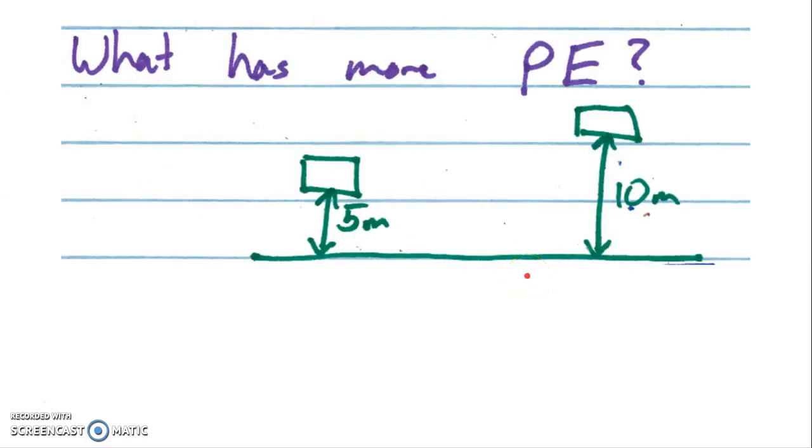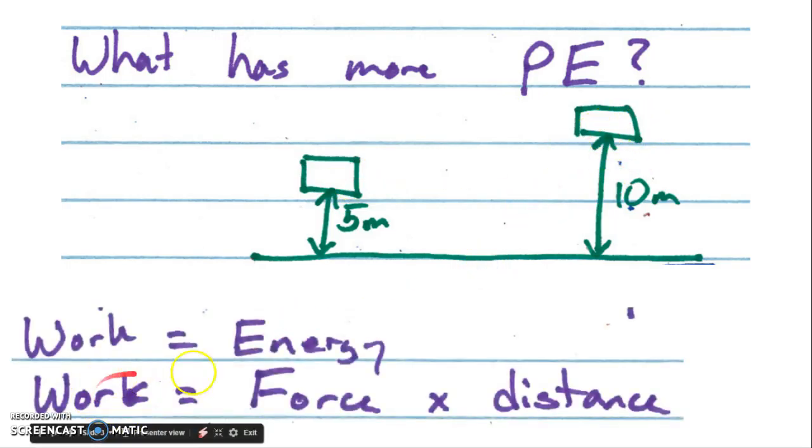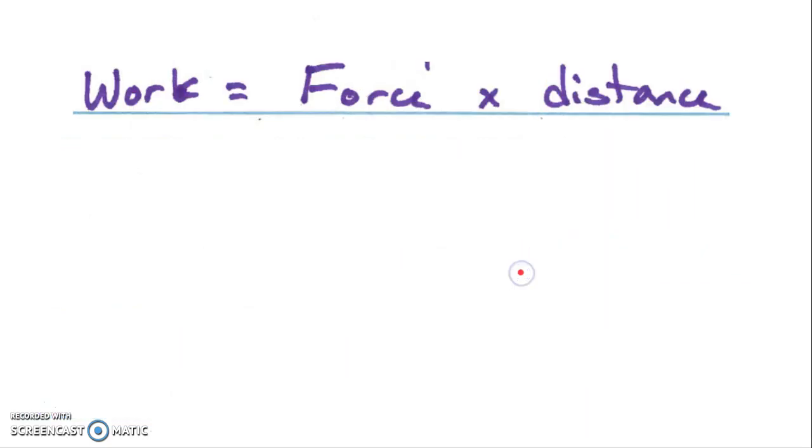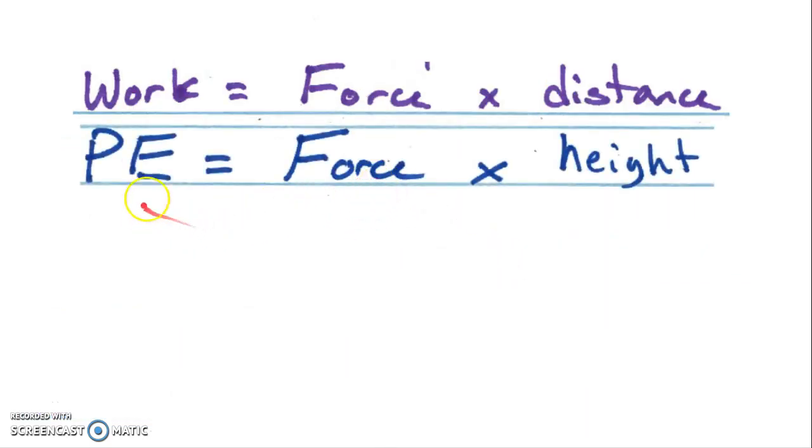So we start with the question, what has more potential energy? I have two boxes here. One box is 5 meters above the ground. The other box is 10 meters above the ground. If we know that work is energy and that work is force times a distance, then that work is going to be done on these two boxes. Which one has more energy? Well, it's the one that has the greater distance, the box 10 meters above the ground. Which brings me to the idea that potential energy is force times the height.